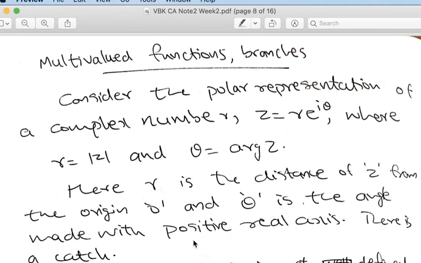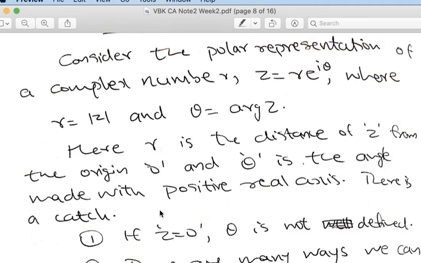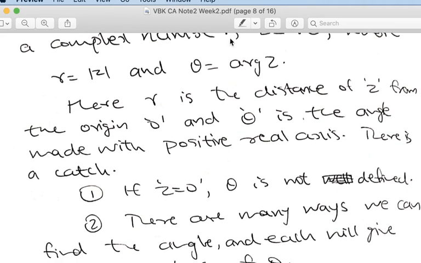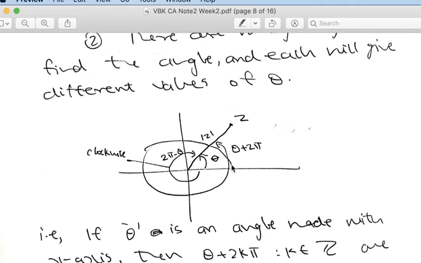Now let us consider multivalued functions. That is another topic requested by a student. How does a multivalued function arise? You recall the polar representation of a complex number. The quantity called the argument comes into the picture. What is an argument? Argument is basically the angle made by the vector z with the positive real axis. But that is a multivalued thing.